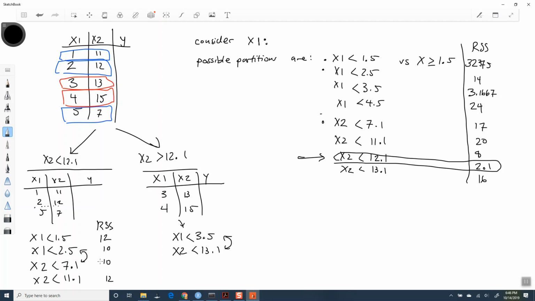Could you have a case where you have two possible splits that have the same RSS? Yeah, that's possible. As you're lining these up and considering different possible splits, you can have one possible split result in an RSS of 2, and this other possible split also ends up with an RSS of 2. That could happen. How do you decide then? There's no guidance there. It's a little bit arbitrary.